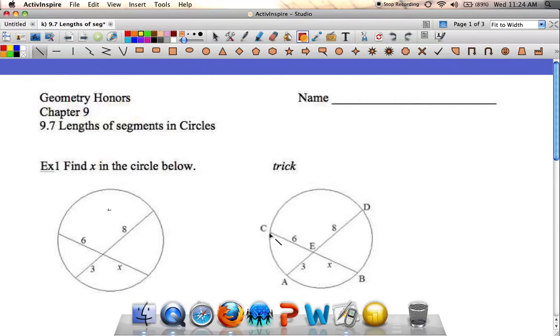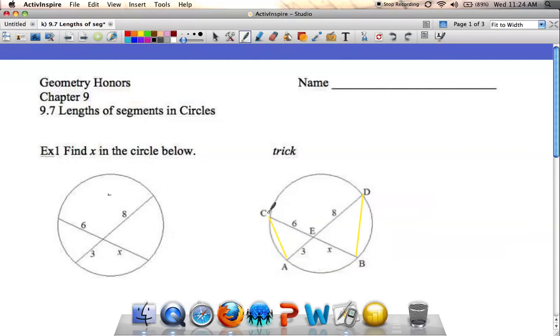We're going to draw in the chords AC and DB and examine the two triangles that we formed. What do you know about the two triangles, CEA and DEB? Well, angle D cuts chord AB. It's inscribed. Angle C also is inscribed and it cuts chord AB. Therefore, angle C and angle D are congruent to each other. Angle E is vertical, and therefore these two triangles are similar. Similar triangles have sides that are proportional.